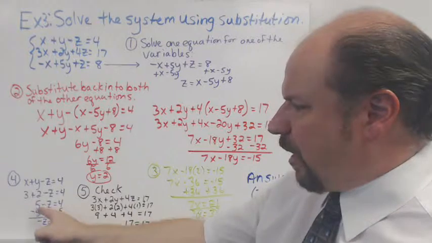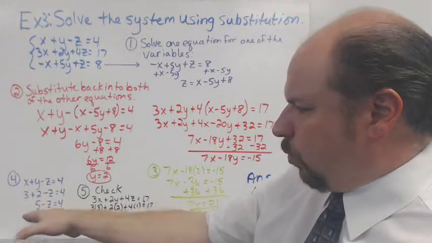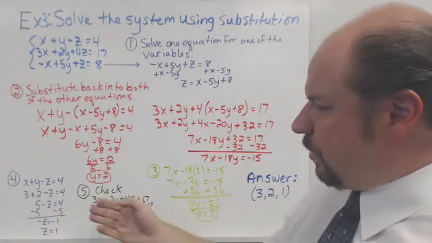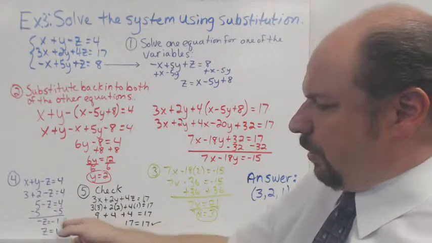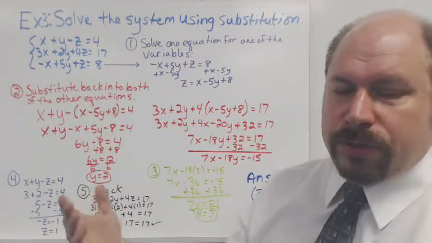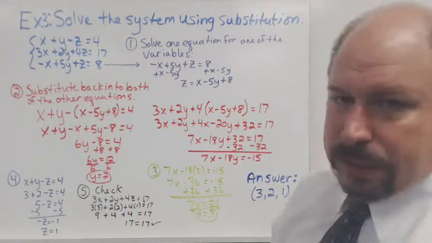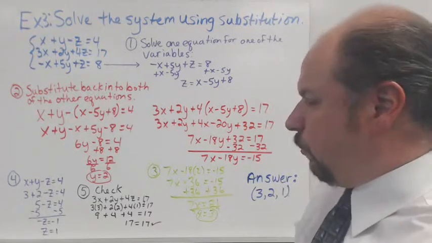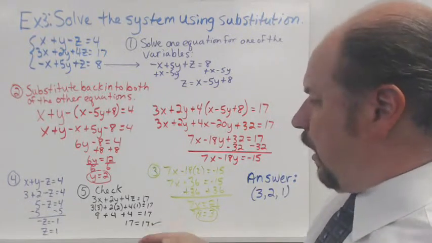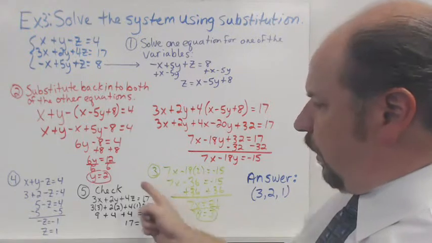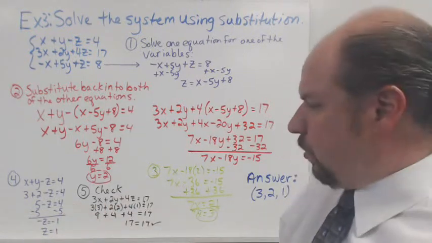3 plus 2 is 5, so 5 minus z equals 4. Subtracting 5 from both sides, we get negative z equals negative 1. Of course, if we divide both sides by negative 1, we get z equals positive 1. So we now have 3, 2, 1 is our solution.